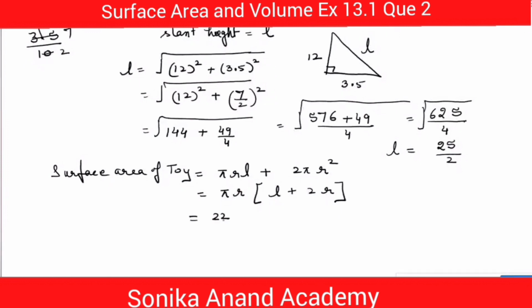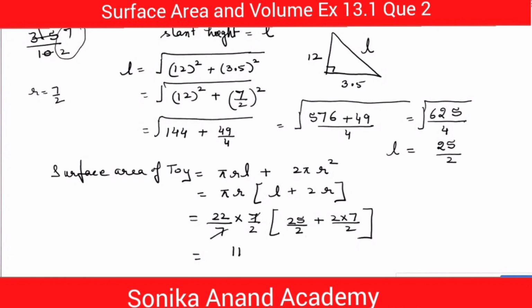So for pi, 22 by 7, and for the radius we can also write 3.5 as 7 by 2 everywhere. It makes our calculation easier. Now the length is 25 by 2, and 2 into 7 by 2. Clear? Calculations become too easy. Cancel 7 and 11.